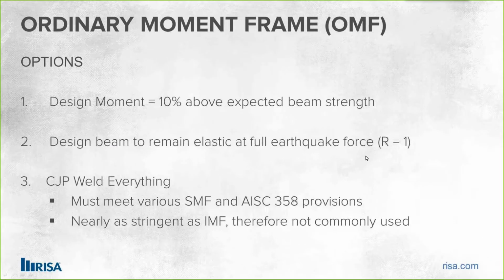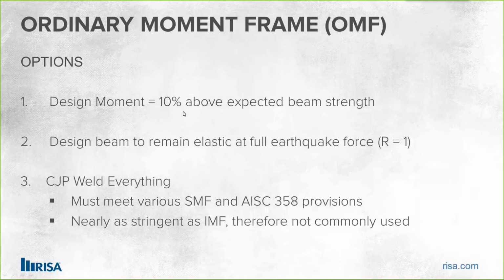So in the case of an ordinary moment frame, you essentially have 3 options as to how you want to design this. The first is that you can design the moment connections in that frame to have 10% more strength than what the beam has. So that ensures that even when the beam hits full yield, or even all the way up to full plastic yield in this case, since the beam is typically designed for 0.9 times Fy times Z, the plastic modulus, your connection will still be 10% stronger than that to ensure that you don't get a failure in a connection.